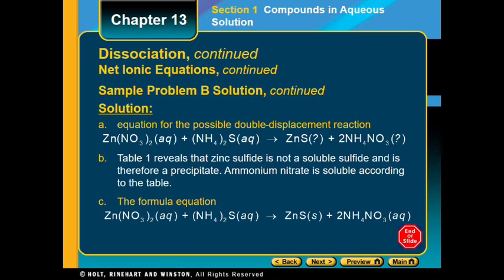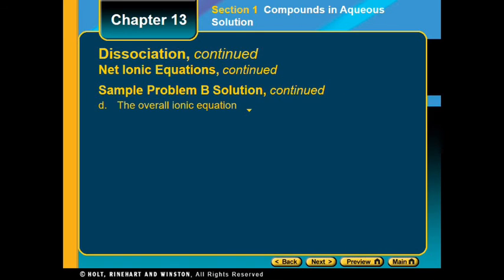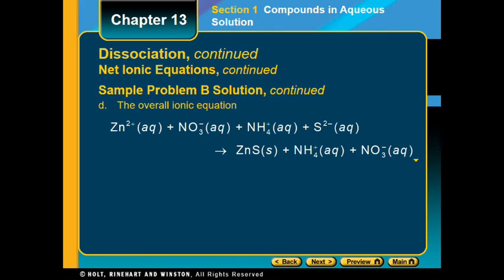It also wanted the overall ionic equation. Now we have to break all of that into the ions. We just looked at the ions. There's your overall ionic equation. Again, zinc sulfide in the solid phase stays in the solid phase. It's insoluble. It cannot break apart.